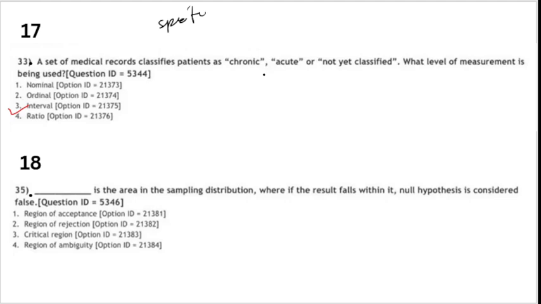Why? Because there would be a reference 0, there would not be an absolute 0, so it cannot be a ratio scale. Then we have a specific value. For example, blood sugar below maybe 80 is normal. Something above 150 is acute and something like 300 is chronic. I'm just giving a rough hypothetical example. Okay? So it is based on interval scale, not on nominal scale.